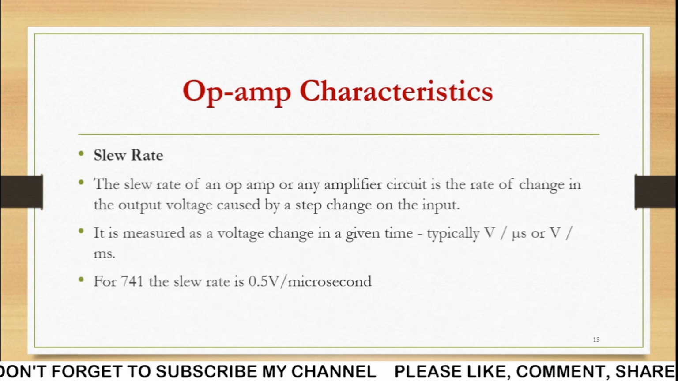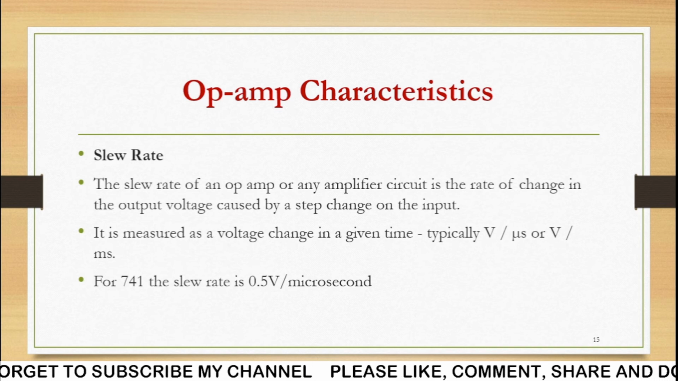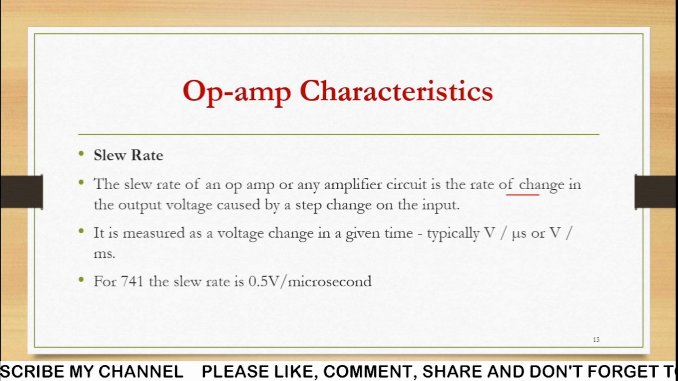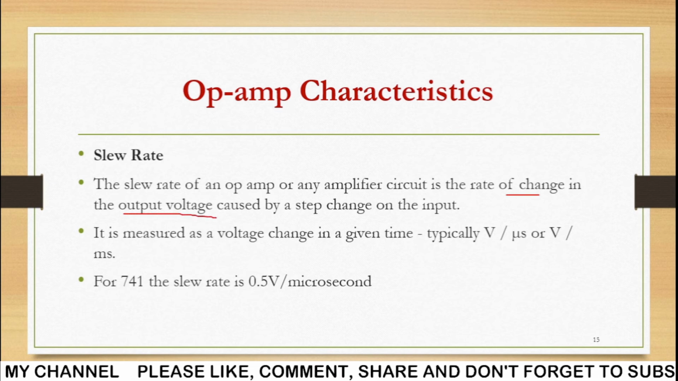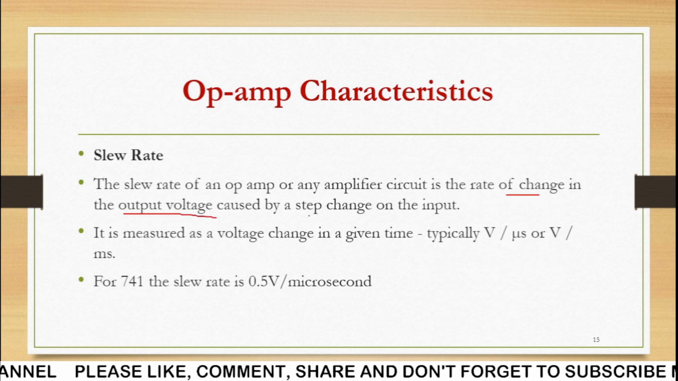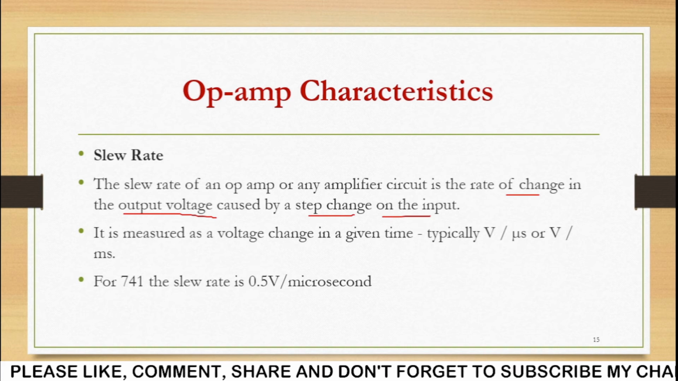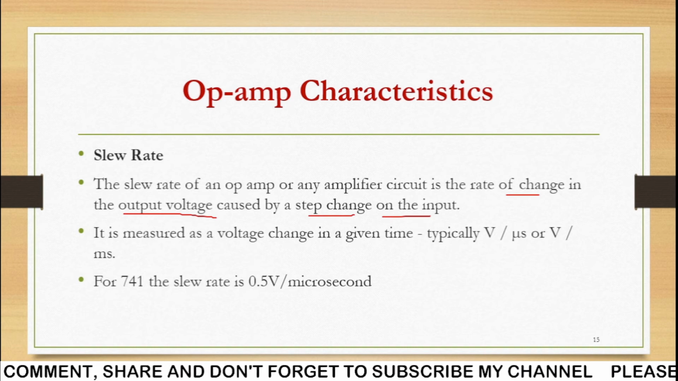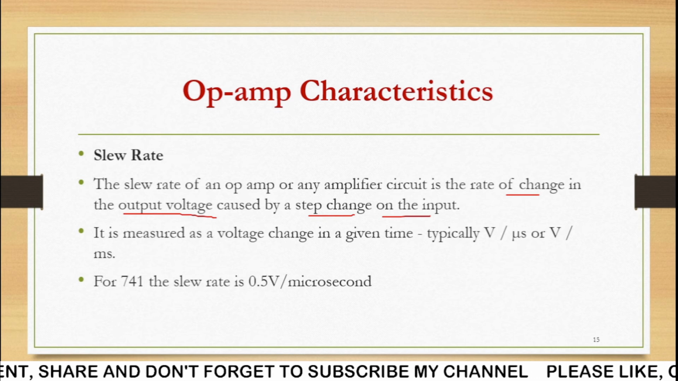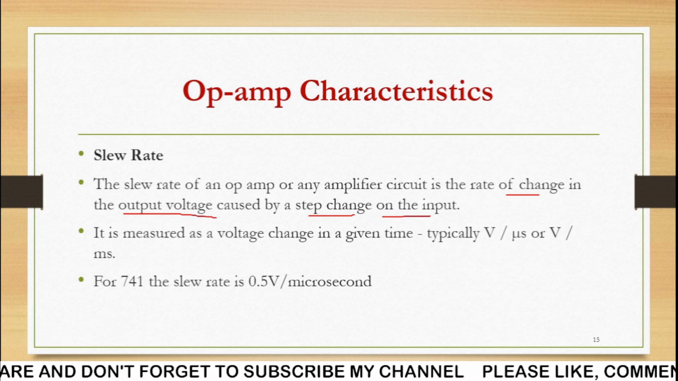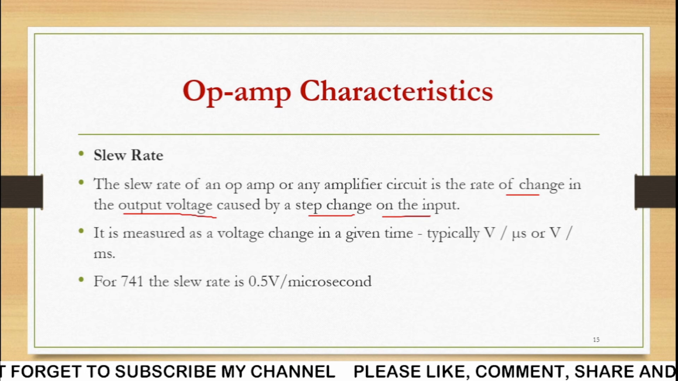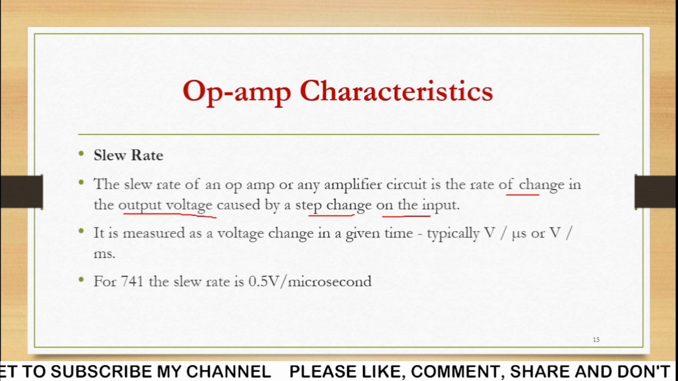Slew rate is another important characteristic of an operational amplifier. Slew rate of an op amp or amplifier circuit is the rate of change of the output voltage caused by a step change on the input voltage. When we apply a step at the input, the rate of change of output is called the slew rate. It is measured as a voltage change in a given time, typically expressed as volts per microsecond or volts per millisecond.